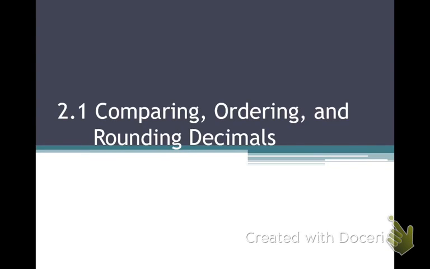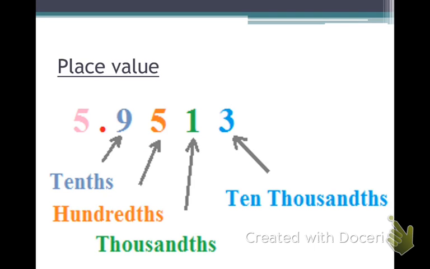Today we're going to be starting Chapter 2, and this is Lesson 2.1, Comparing, Ordering, and Rounding Decimals. This is going to be a chapter that we do not use our calculators on, so for all of Chapter 2 we won't be using our calculators. The first thing I want to talk to you about is place value.